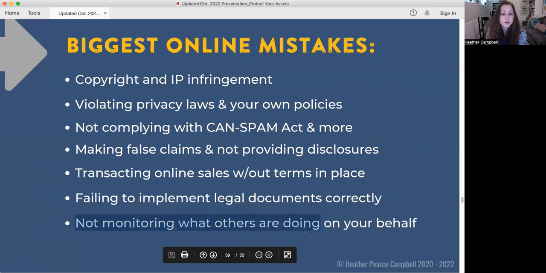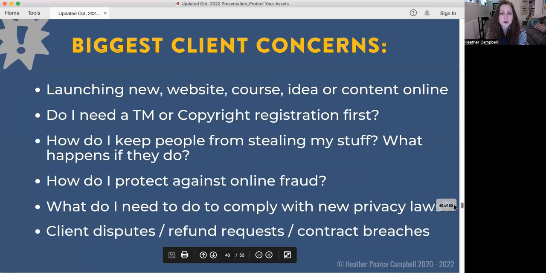And then not monitoring what others are doing on your behalf. This is huge, particularly in the online world. People can really cause problems for our businesses. Biggest client concerns, generally, are in these worlds: launching a new website, course idea, or content online; not knowing whether they need a trademark or copyright registrations; how do they prevent people from stealing their stuff?